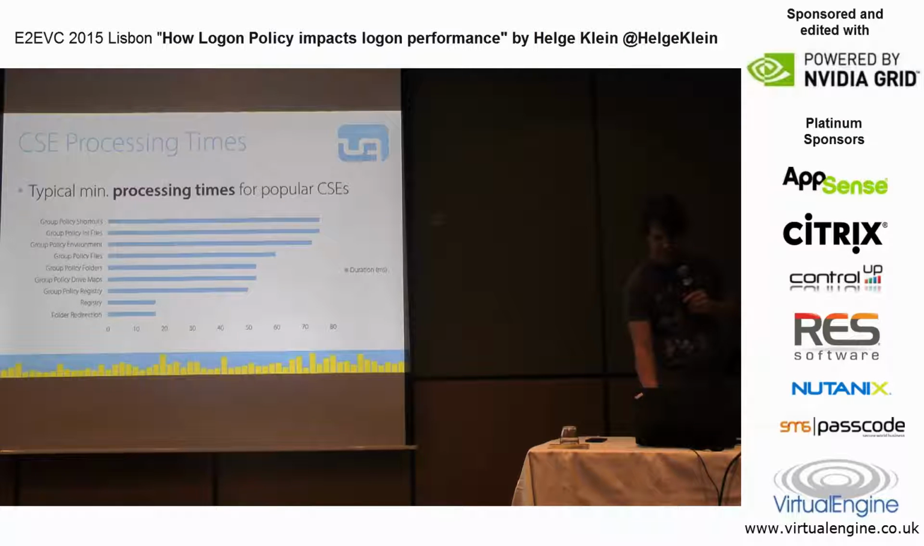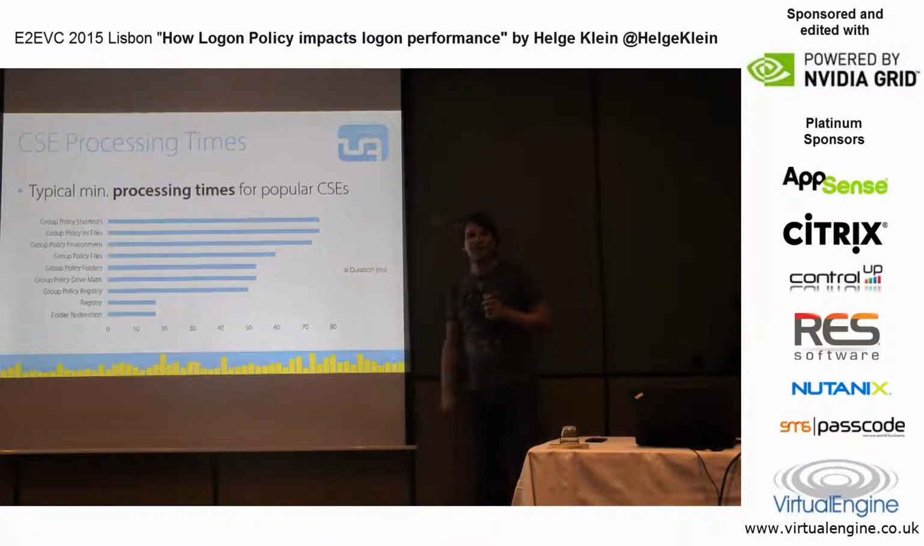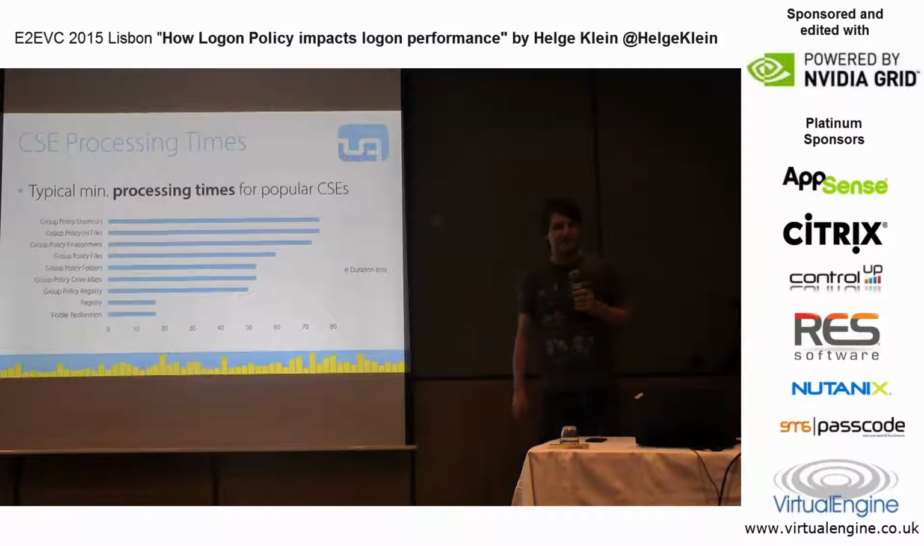Okay, let's move on. Now, let's start with some numbers here. If you look at popular CSEs like the one to create a shortcut or create an ini file or set an environment variable or all of these others that are available, what is the overhead that such a CSE has? In other words, if I don't do anything, what's the minimum processing time? After all, the DLL needs to be loaded, it needs to be called, and given some stuff to work with, it will have to initialize and things like that.